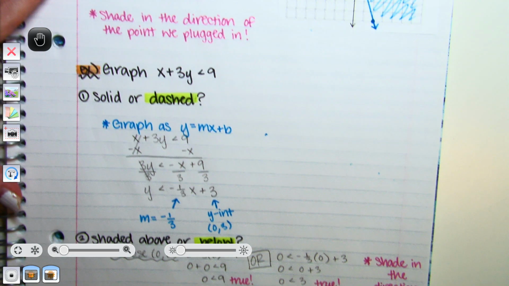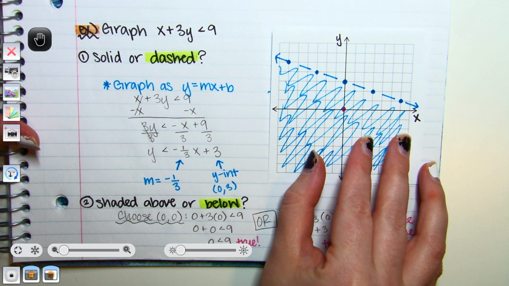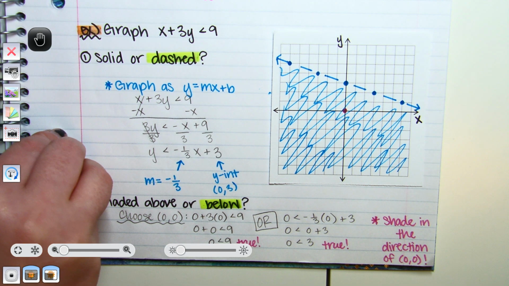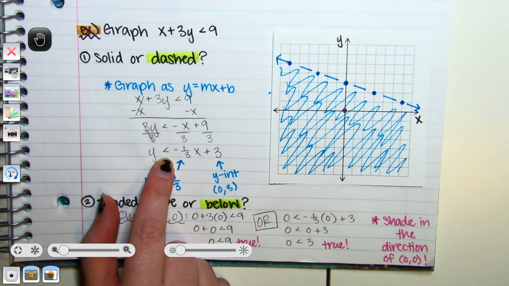When your inequality is written in the correct form, the y equals mx plus b, or your y is written and then your inequality is on the other side, you can use that nifty little trick to determine which direction it's shaded, if it's above or below.